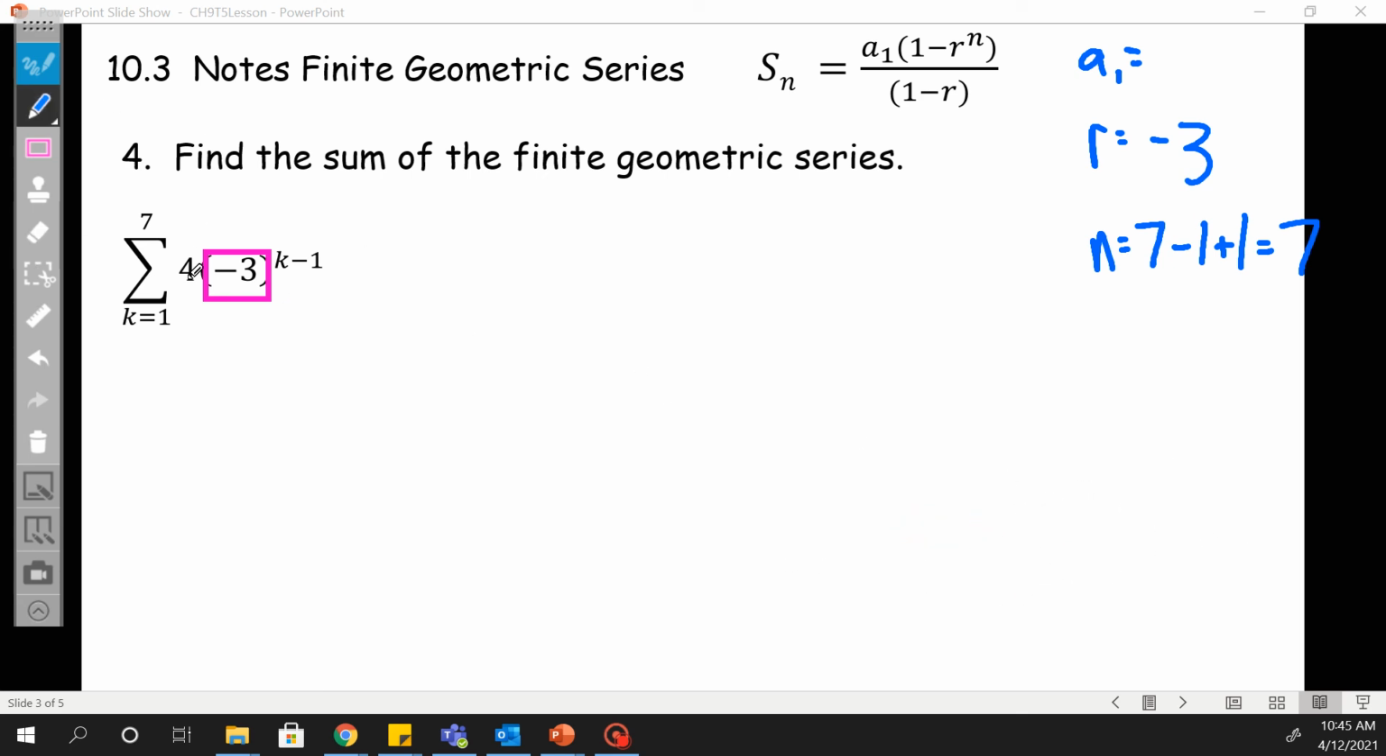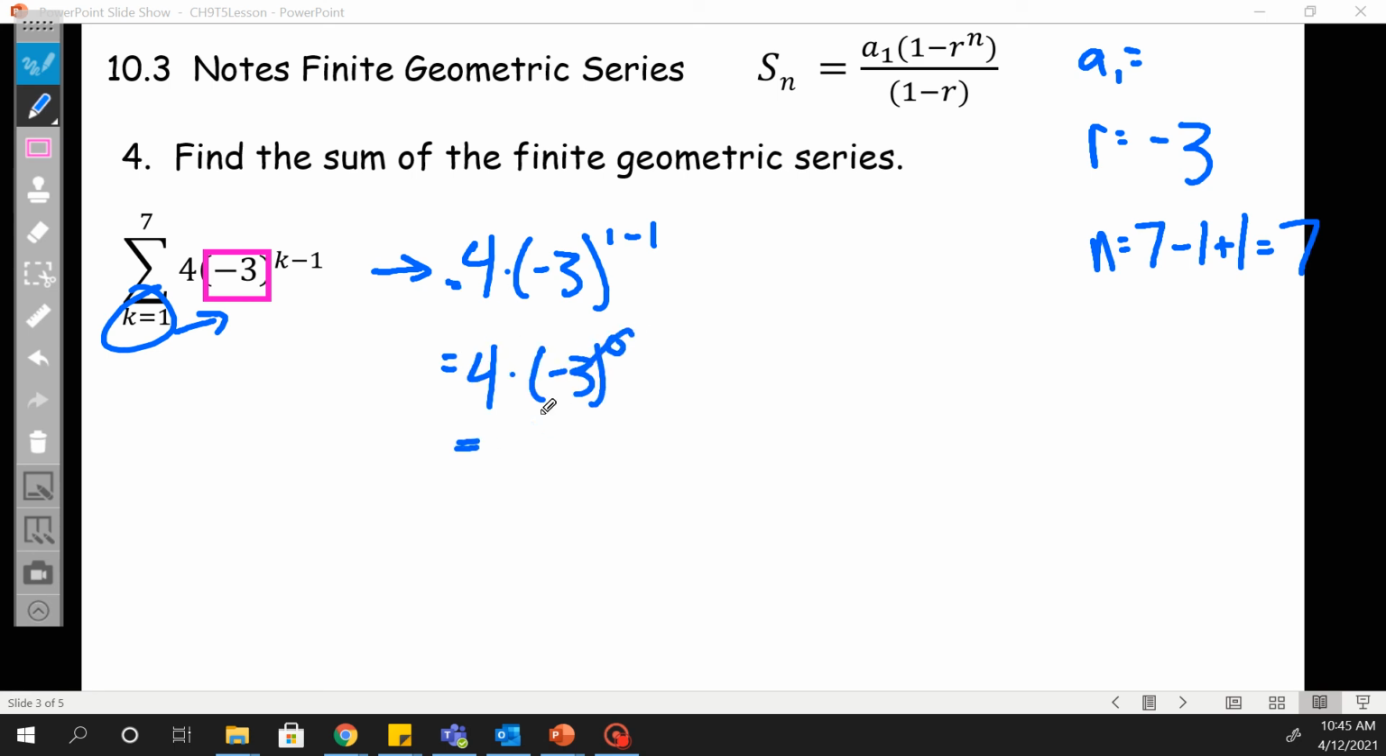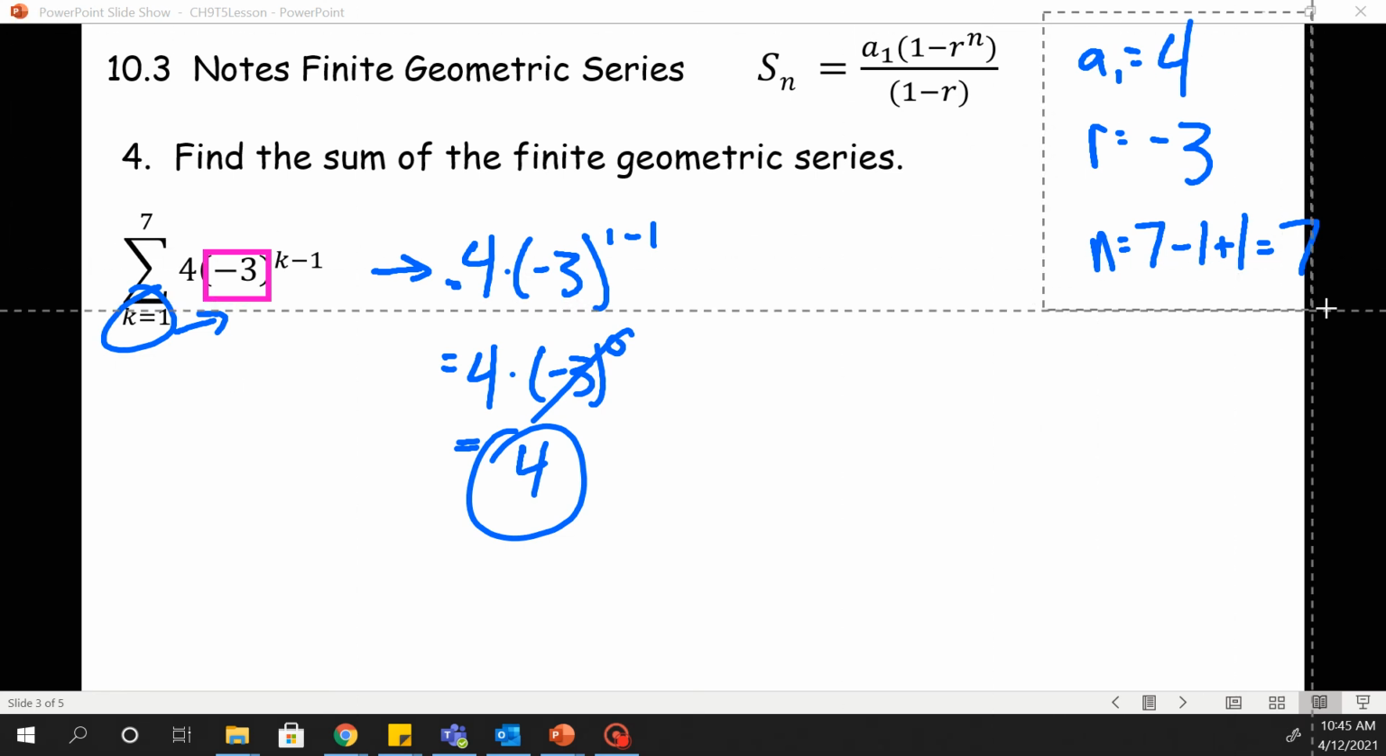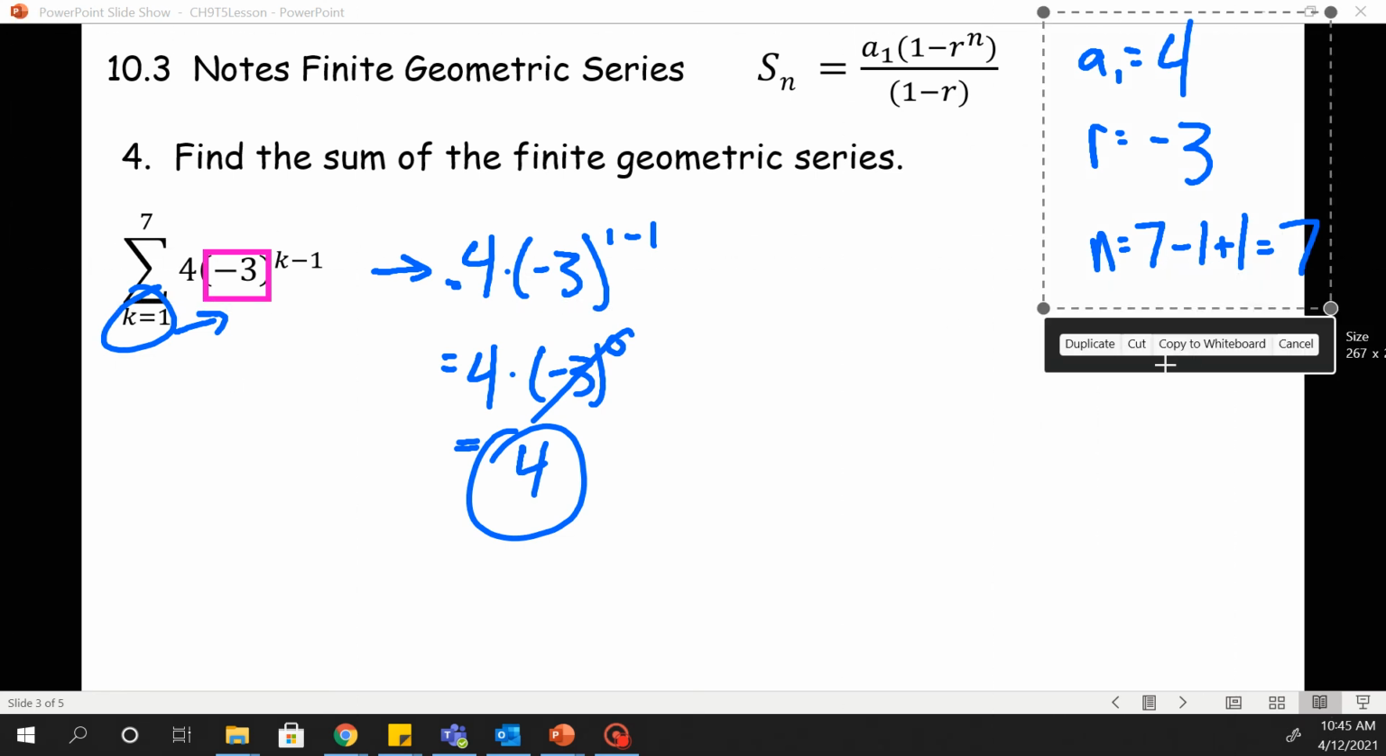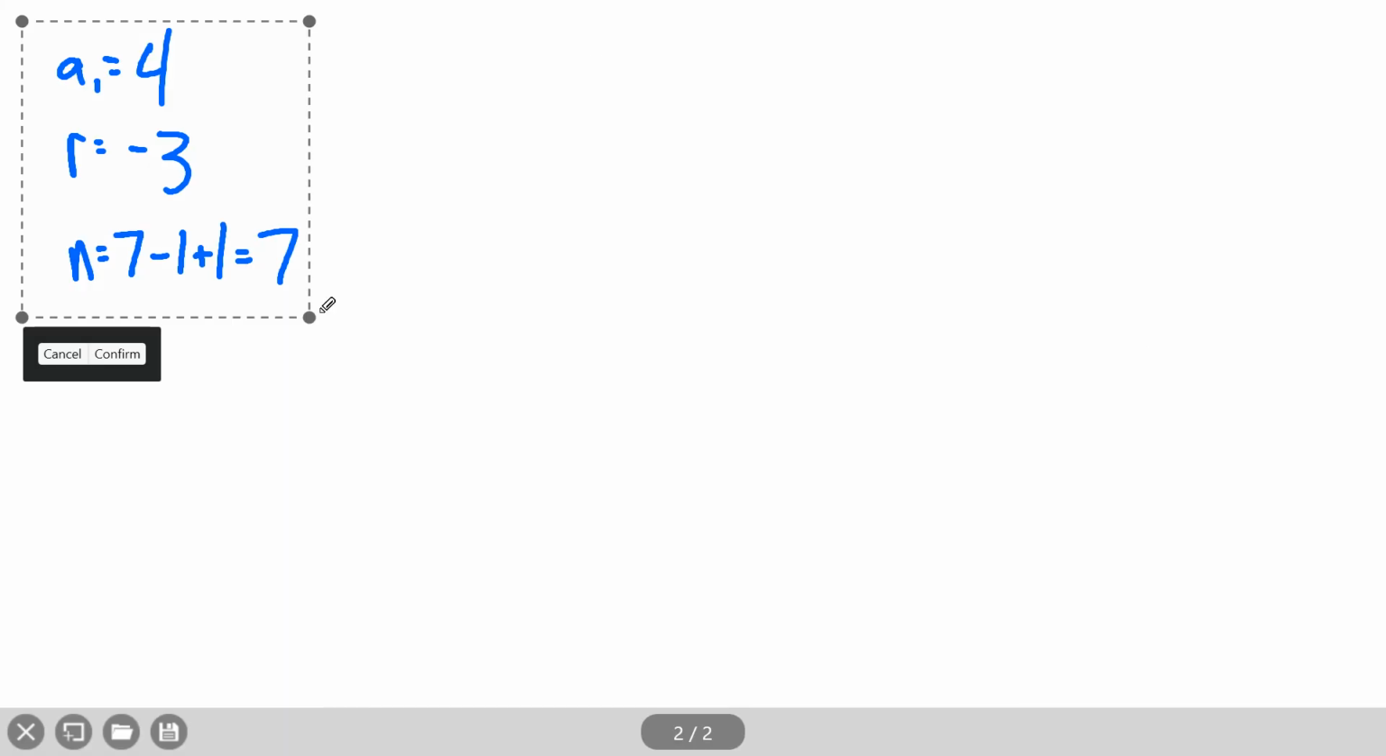Now to find the first term, which is the last thing we need for the formula, we just need to plug this in to this. So if we plug that in, we get 4 times -3 to the 1 minus 1. So 4 times -3 to the 0, that's just 1, so it's 4. So the first term is 4. So now I have everything I need to use the formula. I need all three of these to use the formula, and now I have them.